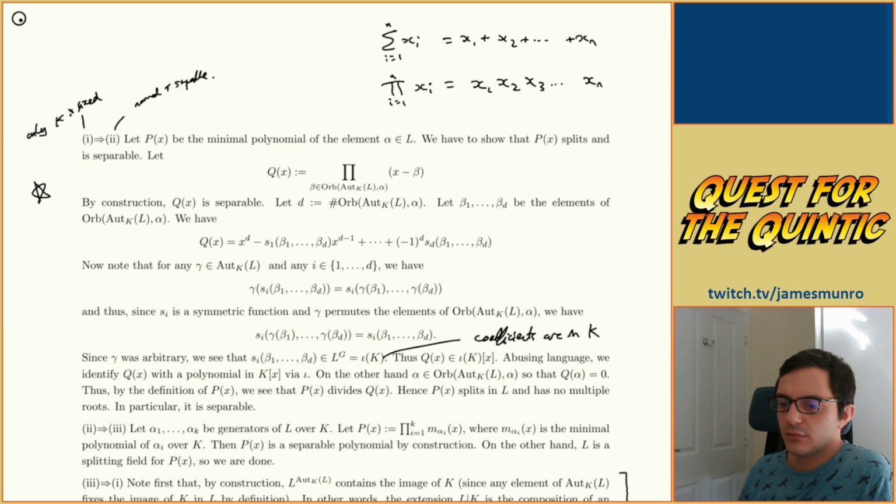Automorphism fixes K. Symmetric function, permutes the orbit elements. Coefficient. Oh, this thing is in the fix of L, which is K. So Q of X is identified as a polynomial over K. Okay, which we can definitely skip the minimal. We're looking for a kind of minimal path, the fastest way through. Splits in L, has no multiple roots. Okay, that's not too bad, really.